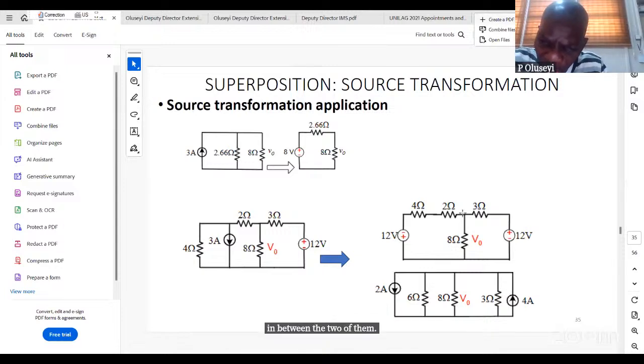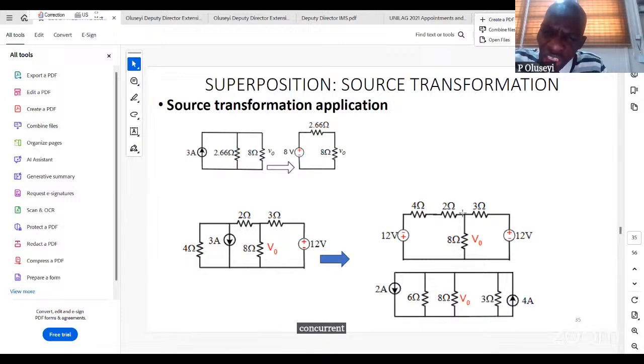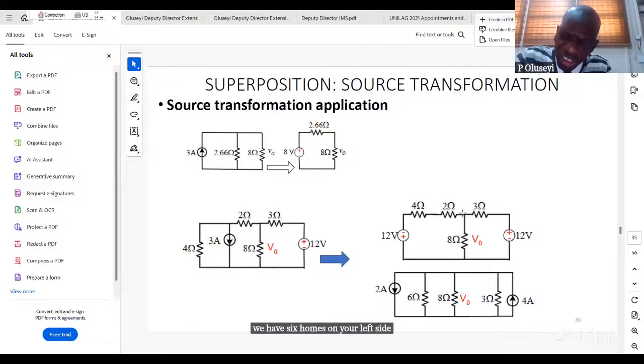When you have this kind of situation, current analysis is the best approach for you. So you can now turn the 2 of them from voltage sources to current sources. In doing that, the resistor will now be in parallel with the current source. So we have 6 ohms on the left side, and you have 12 volts. What is the current? By Ohm's law, it is 12 volts over 6 ohms, and that will give you 2 amps. But the resistance will not change. It will just be in parallel with the current source.